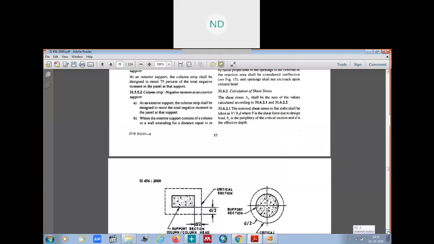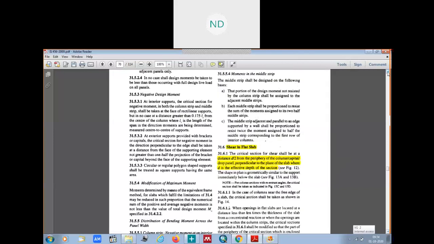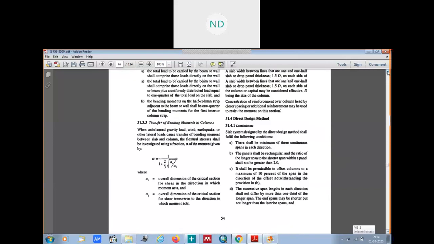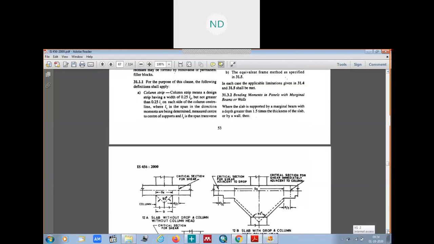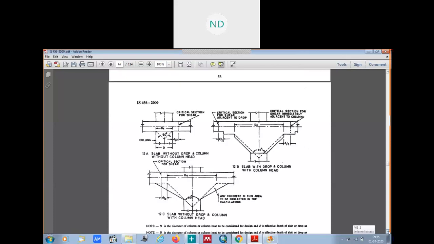Again see figure 12. If you see this figure 12, this one is your critical section from the column, d by 2 distance. And if you have drop and column head also, from the column head, that means from the capital, it is d by 2. This one is your critical section here.